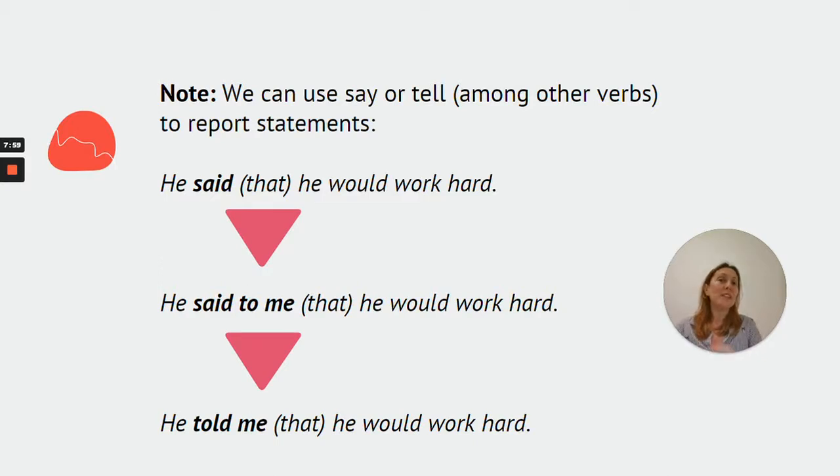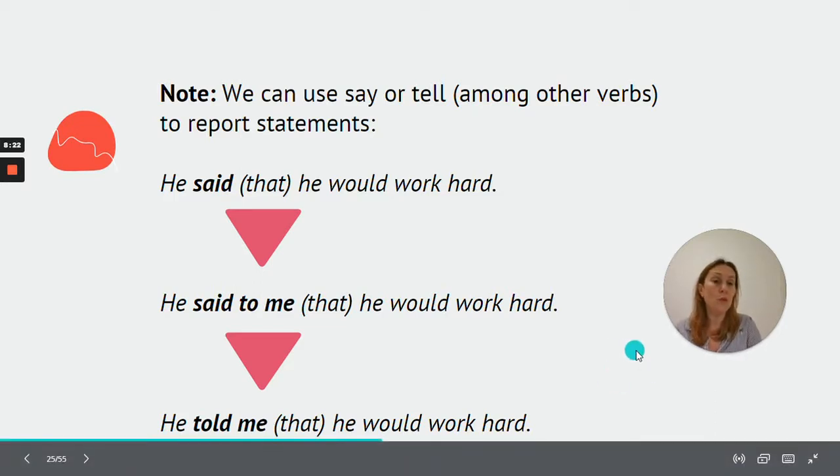As regards say or tell, it is important to mention that they have a different structure, but they can be used indistinctively. He said that he would work hard, or he said to me that he would work hard, or he told me that he would work hard. So we may use any of these possibilities.